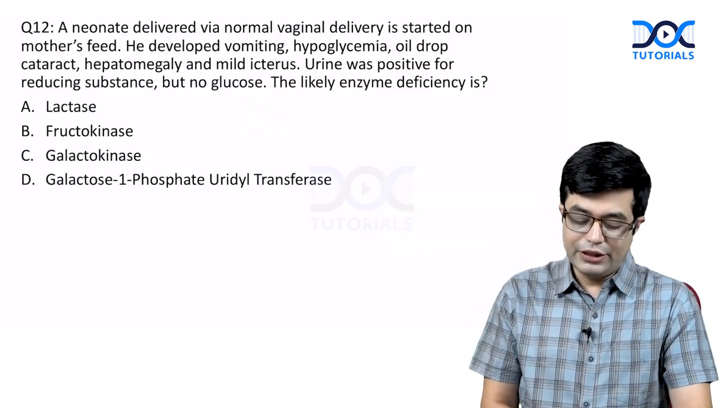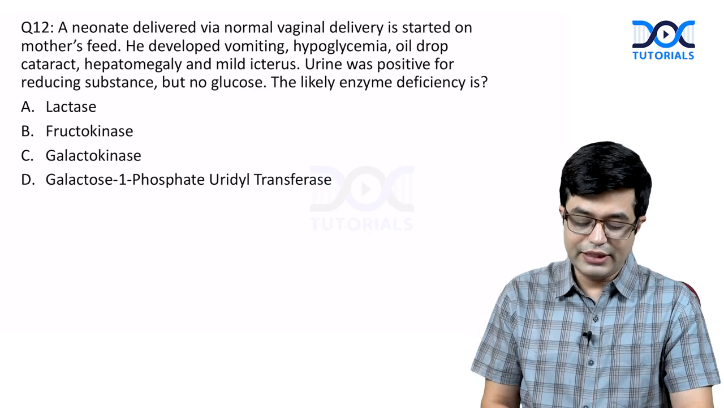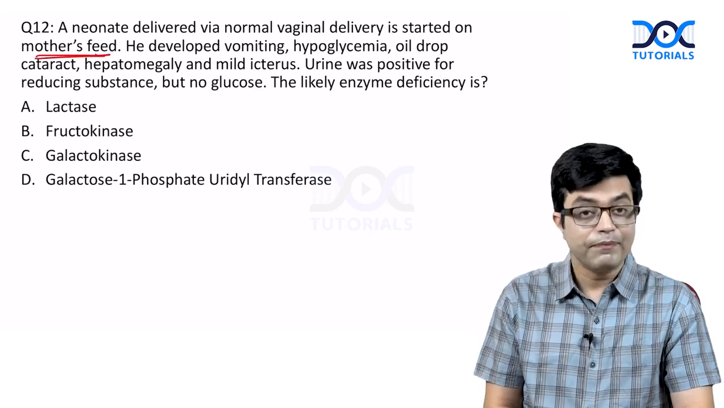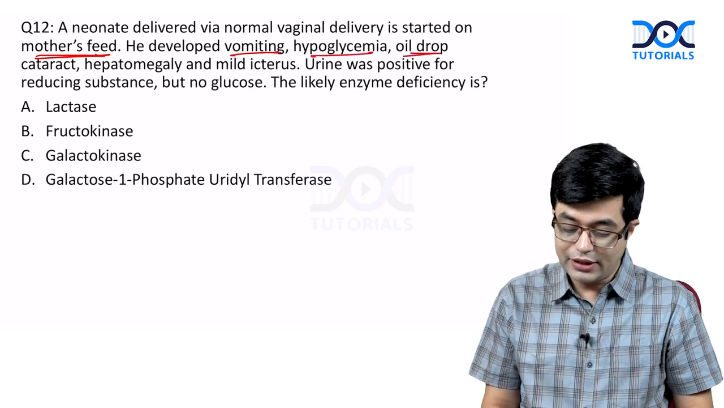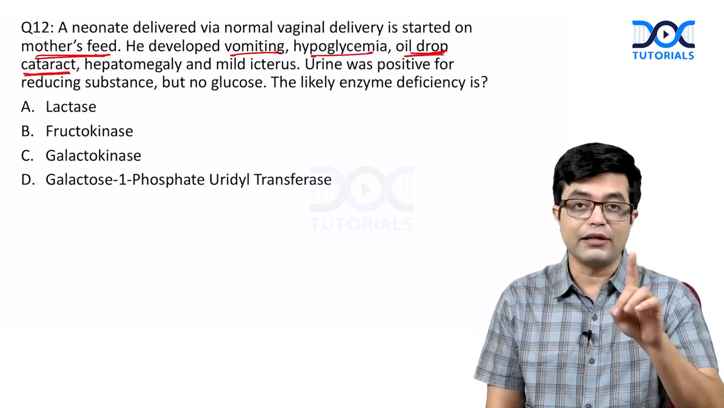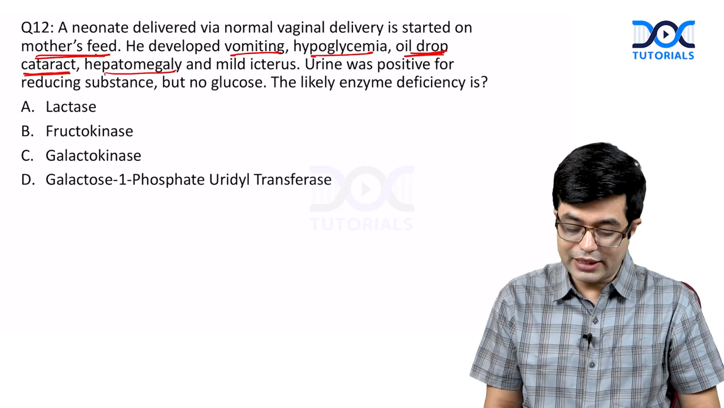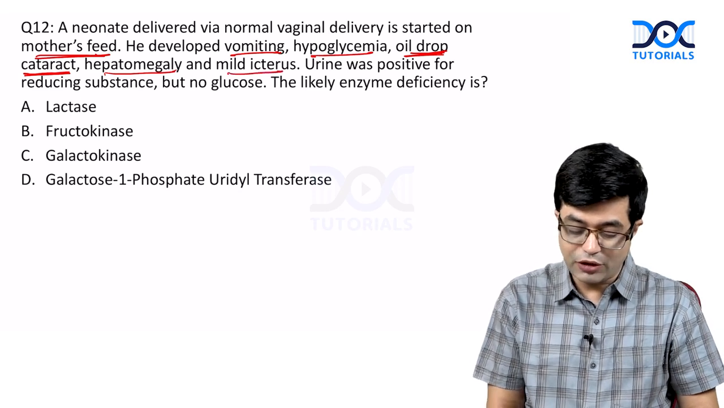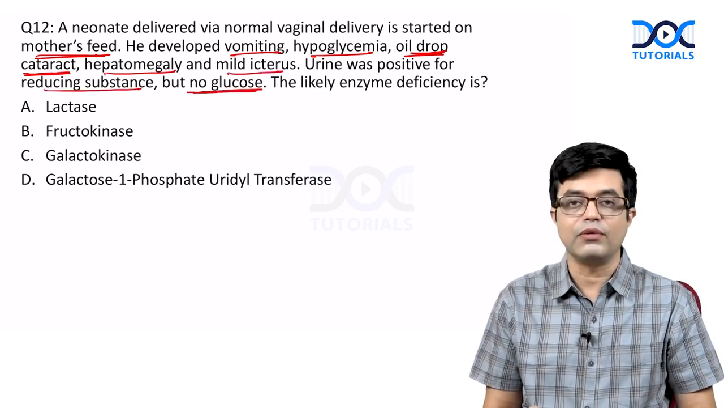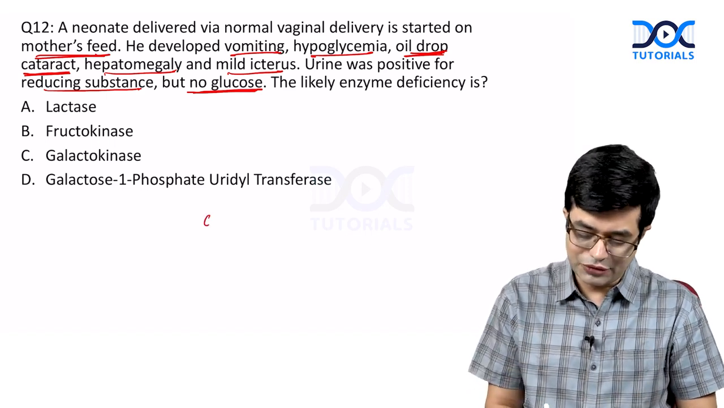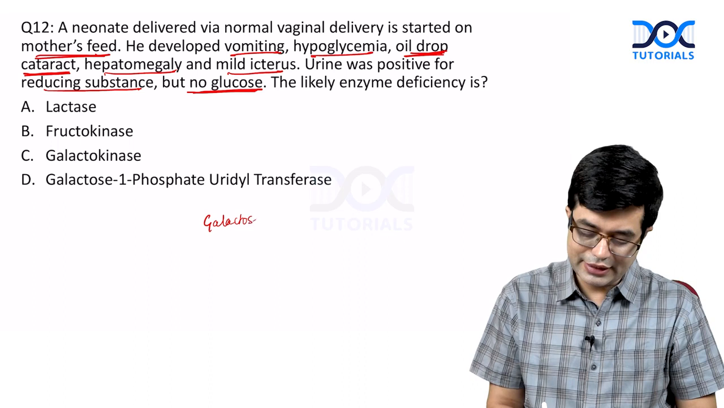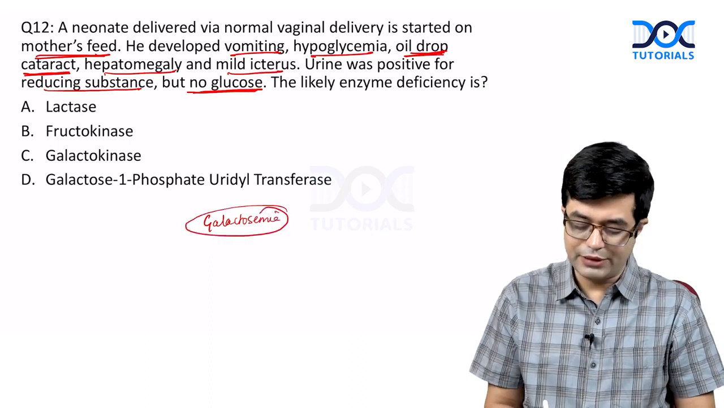Question number 12. A neonate delivered via normal vaginal delivery is started on mother's feed. After feeding, he developed vomiting, hypoglycemia, cataract, oil drop cataract, big clue. Hepatomegaly and jaundice, urine was positive for reducing substance, but no glucose was found. This is all fitting into our diagnosis of galactosemia. So the question arises, what variety of galactosemia?